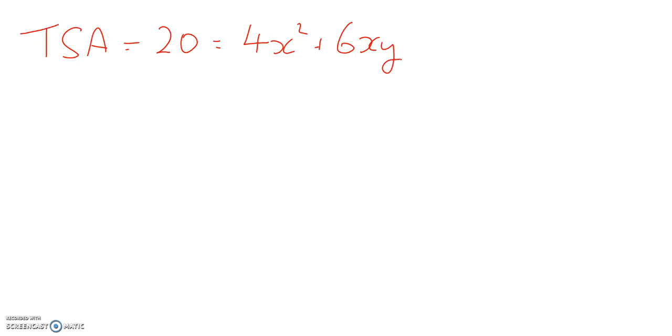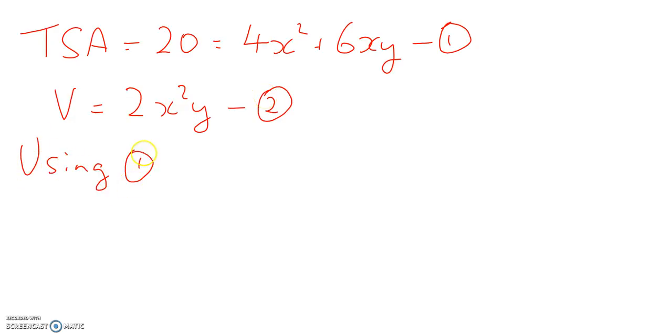This is a similar sort of problem we've done before. We'll just go, okay, TSA equals 20, equals 4x squared plus 6xy. That was our surface area equation, and our volume was just 2x squared y. So that was equation 1, that was equation 2. So using equation 1, I'm going to do a little bit of rearranging here.